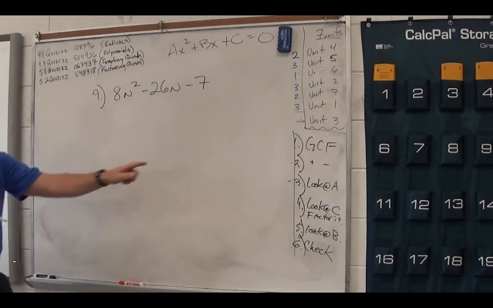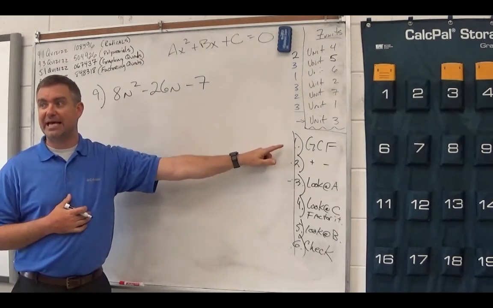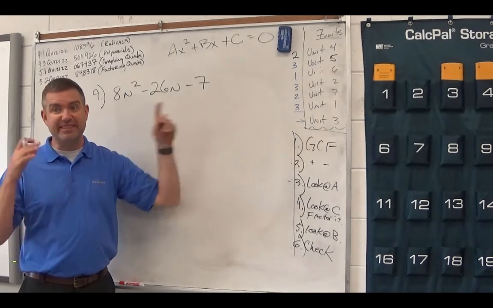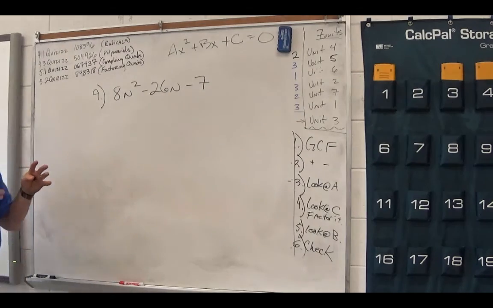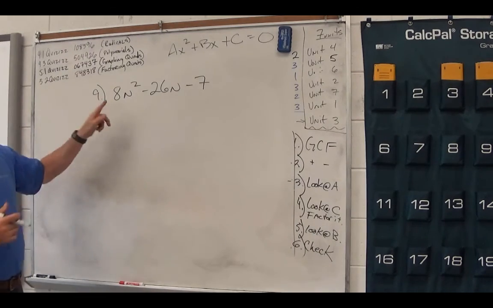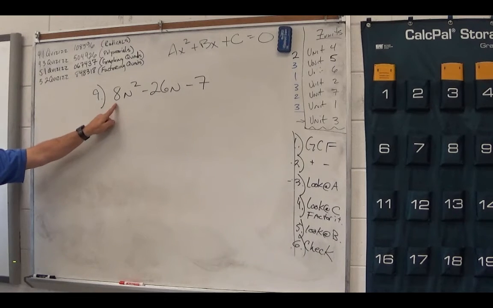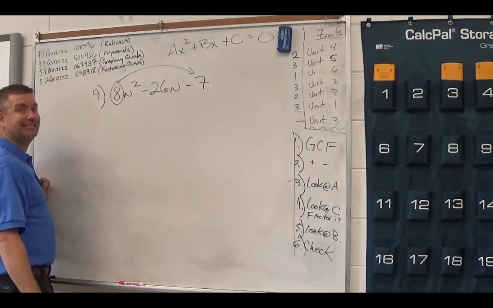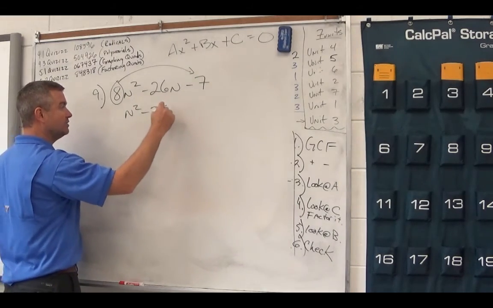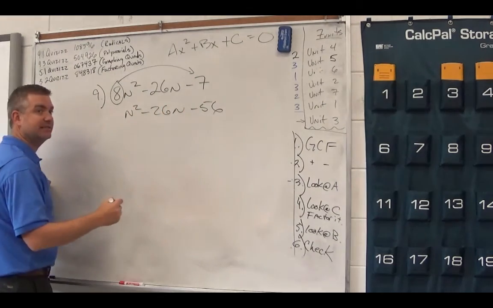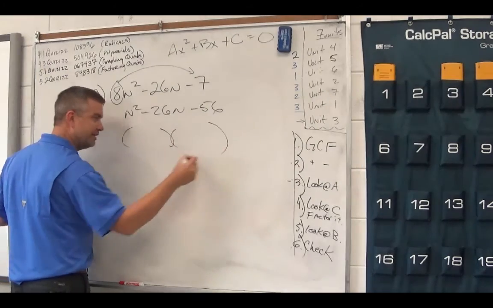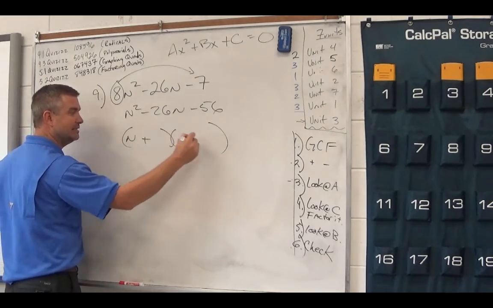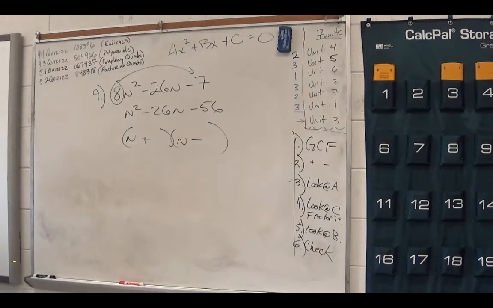All right, first step. What's always your first step? Everybody say it. GCF. Be thinking GCF. Okay? What's the next step? Well, you do your symbols. You also take a look at A. A is 8. If A is any number other than 1, we do what with it? We multiply it by C. So I have n squared minus 26n minus 56. Then you do your parentheses and n and plus and minus. Right? You can fill all of that in almost instantly.